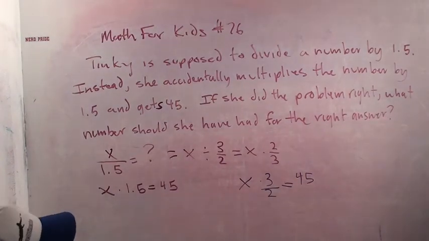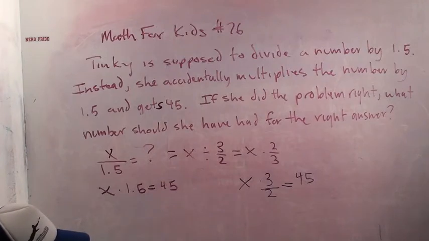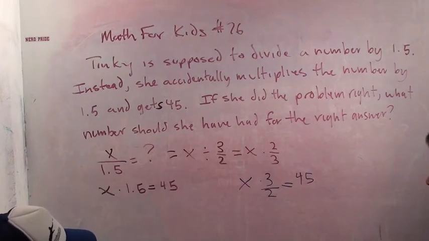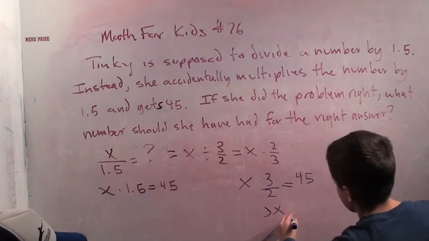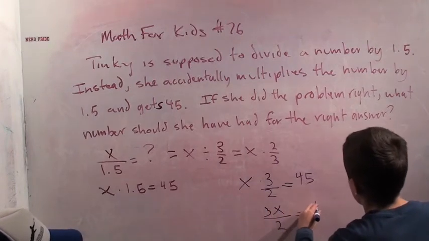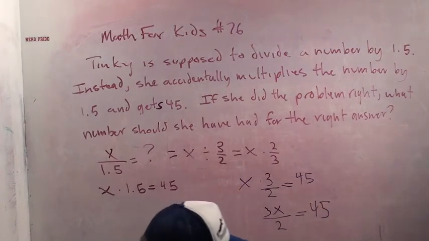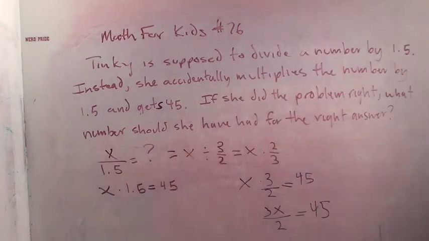How are you going to solve this equation? x times 3 halves equals 45. Well, this is 3x over 2 equals 45. That's right. So what are you going to do next to solve that? Well, 45 times 2 equals 3x.